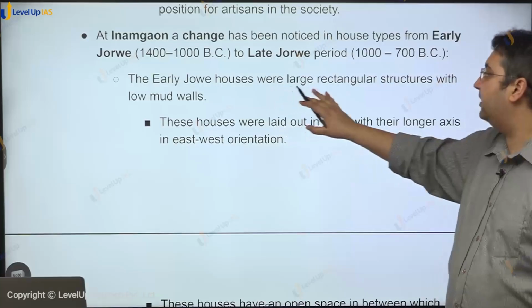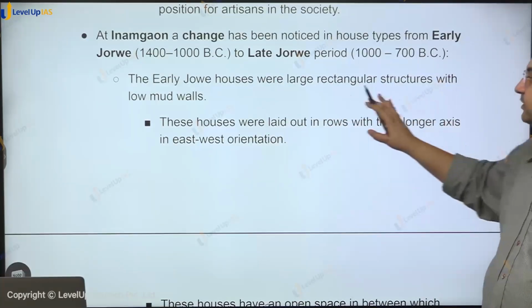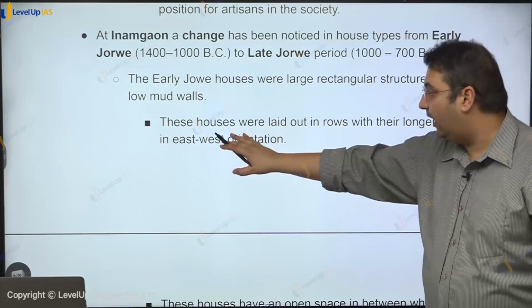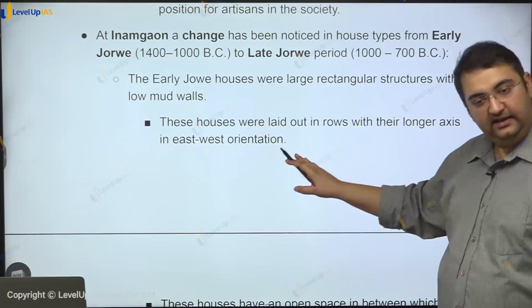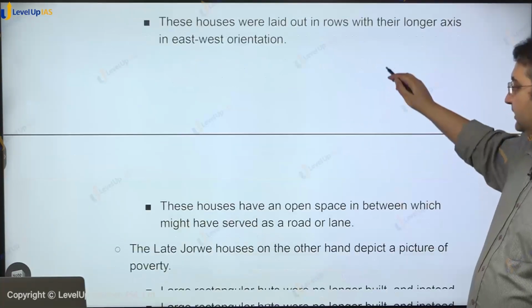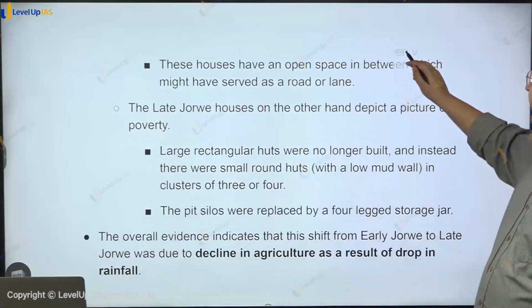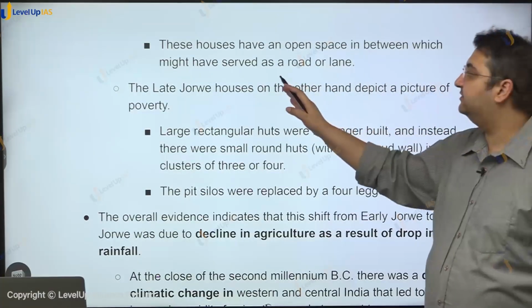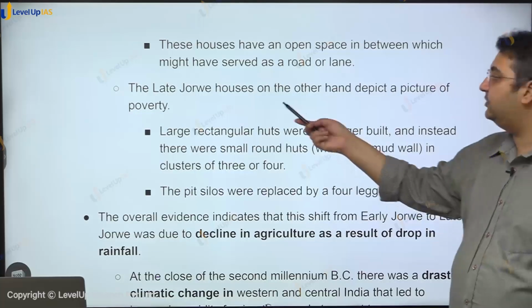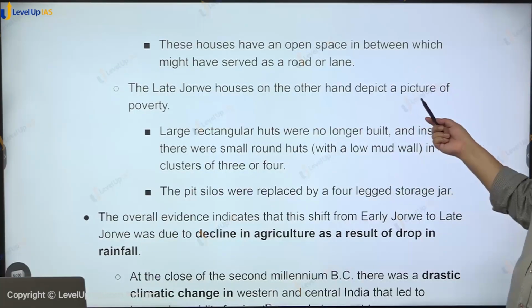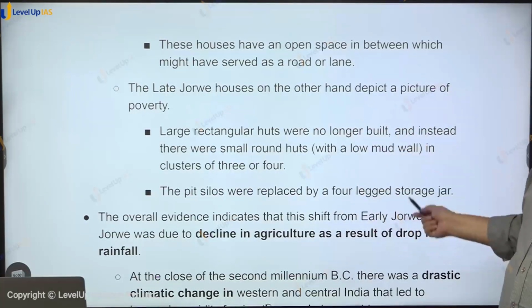Early Jorwe houses were large rectangular structures with low mud walls. The houses were laid out in rows with their longer axis in the east to west direction. These houses have an open space in between, which may have served as a road or a lane. On the other hand, in late Jorwe houses, they depict a picture of poverty.